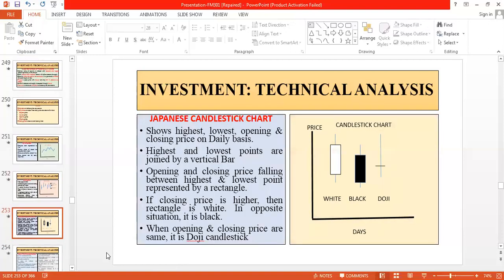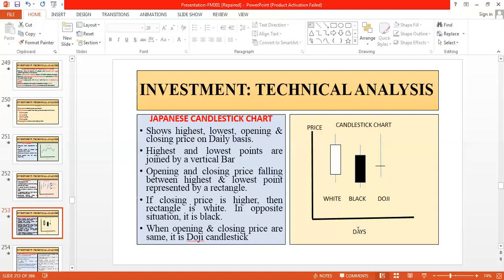Now we will consider the third chart, which is the most important chart in practice. This is called the Japanese candlestick chart. This has enormous use in practice. Just see, a candlestick chart has a rectangle with two vertical lines at top and bottom. And these rectangles are either black or white. In some cases, the rectangle becomes a straight line. So let us see what is the impact of that.